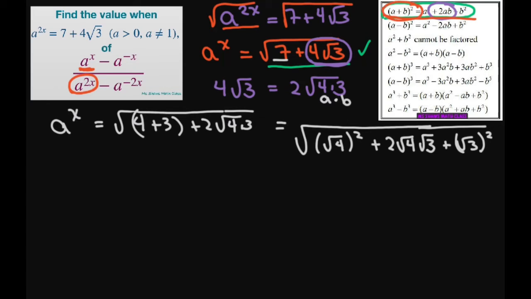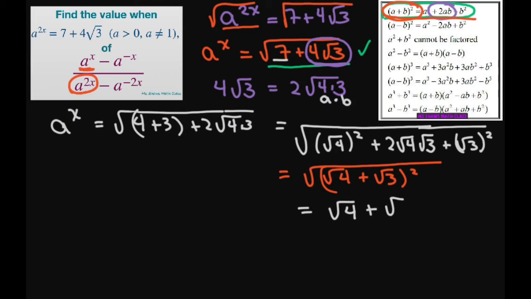Now I can condense it to look like the square root of (square root of 4 plus square root of 3) squared. So do you see what I did? I condensed it. Now we have the square root of a square, so this is just going to equal square root of 4 plus square root of 3, which equals 2 plus square root of 3. So basically a^x equals 2 plus square root of 3.